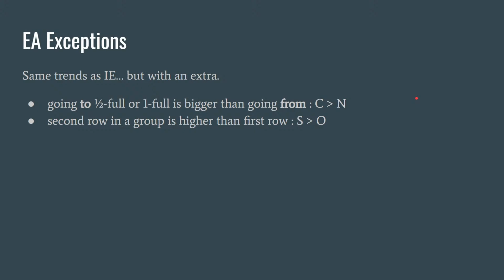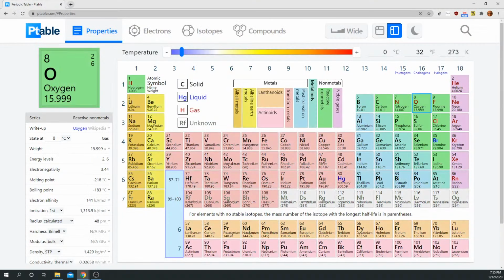Now, electron affinity has two exceptions. First is the same exception that you got with ionization energy: going to a half-full configuration, or half-full shell, or completely full subshell is going to be better than going away from a half-full or completely full shell. So we're still looking at nitrogen, but we're coming from the other direction because we're adding an electron. So instead of comparing nitrogen and oxygen, we're comparing carbon and nitrogen, because adding an electron means going from carbon to nitrogen and going away from nitrogen.